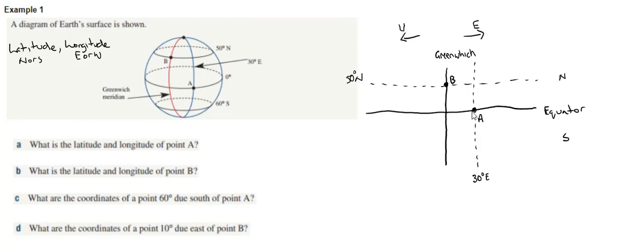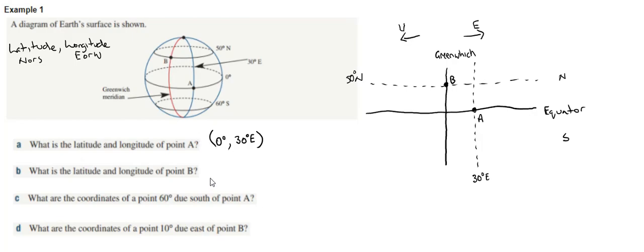Okay, so look at A. A is right on the equator. Okay, so it's neither north or south. So we have to say it's 0 degrees. Okay, you can say not quite north or south, but 0 degrees is fine. Now, is it east or west? Well, we know it's east because it's on the 30 degrees east line, so we're just going to quote it as 30 degrees east. So the answer is 0 degrees, 30 degrees east.